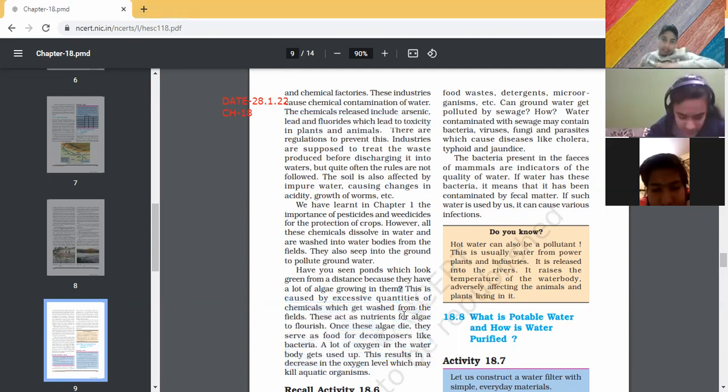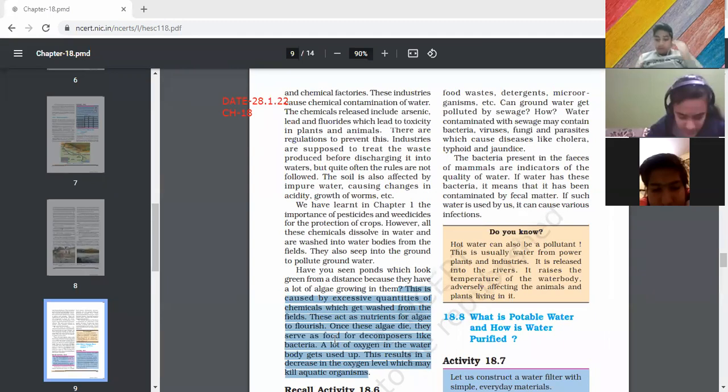These act as nutrients for algae to flourish. Once these algae die, they serve as food for decomposers like bacteria. A lot of oxygen in the water body gets used up. This results in a decrease in the oxygen level, which may kill aquatic organisms. Okay, sometimes, beta, okay, untreated sewage.